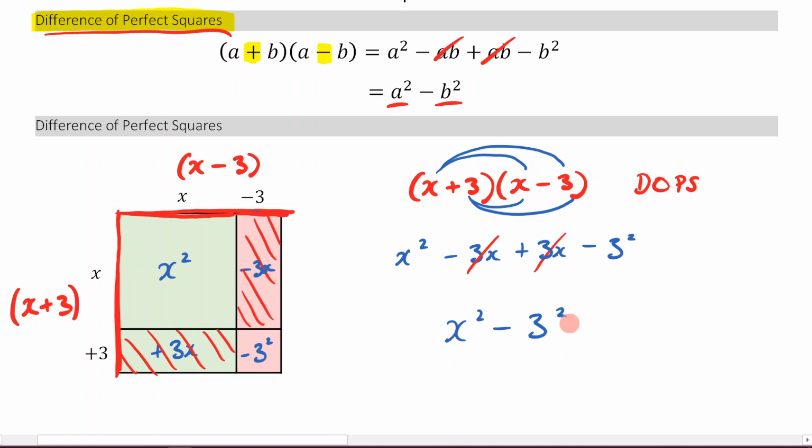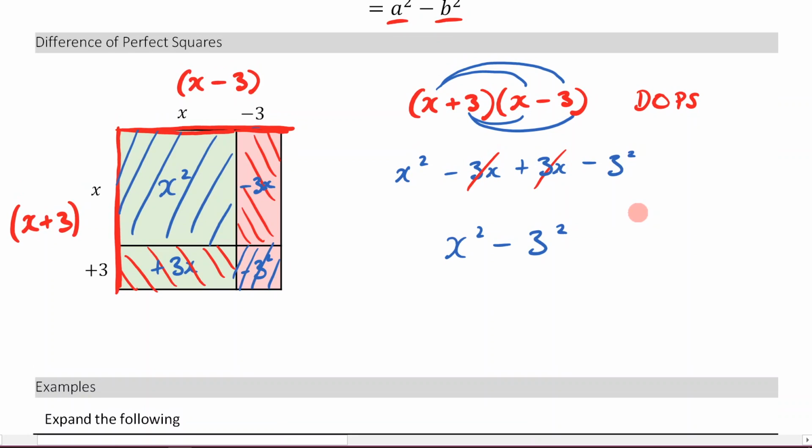Now, hopefully you can see that this right here is a square, and I'm subtracting from it another square. So difference of perfect squares. Hopefully you can visualize that as well. And then if we want to finish off this expansion, we would write x squared minus 9. And that's our answer.